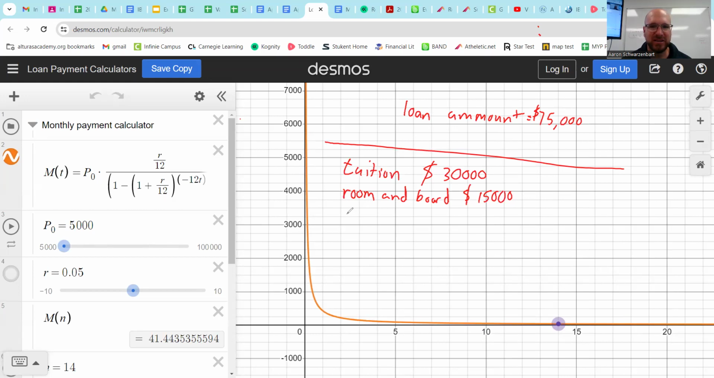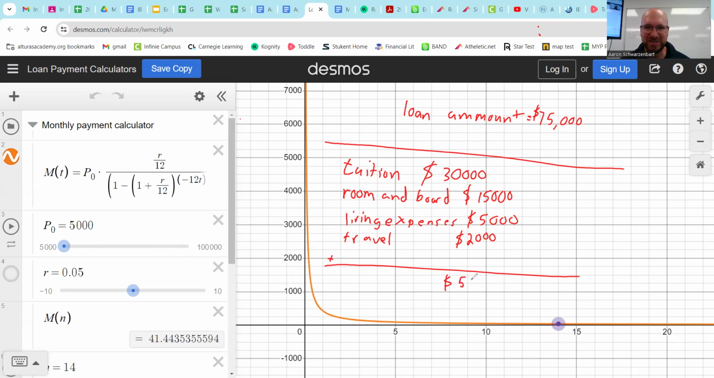Other things you will need. Living expenses. I'm using really nice round numbers so I can add this up easily. We're going to say 5,000. Some of you are going to need travel. $2,000. So per year, I add up all of these numbers. Make sure your dollar sign goes in the correct spot. No dollar signs behind. I love dollars. So learn how to write them correctly. This is 52,000 per year.